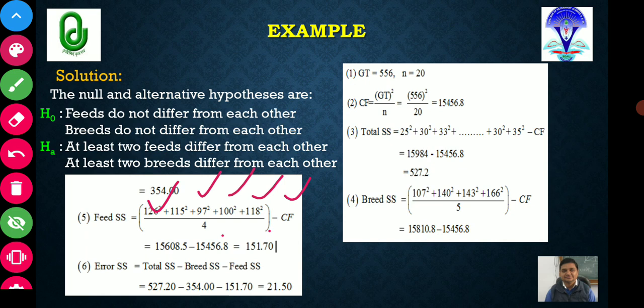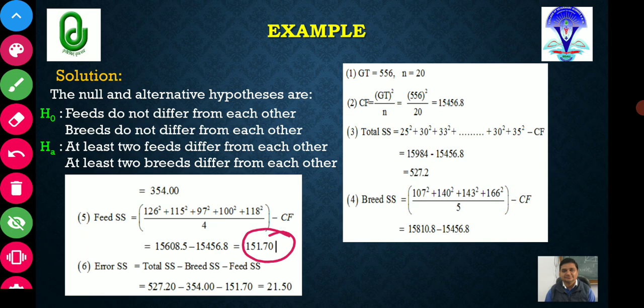So these are the cases when all the treatments, all the classifications are identical. That means each feed is being divided into 4 breeds. Each feed, each treatment is applied to 4, there are 4 replications. Then only we will be applying this formula. So like this, you got the value of feed sum of squares as 151.7.